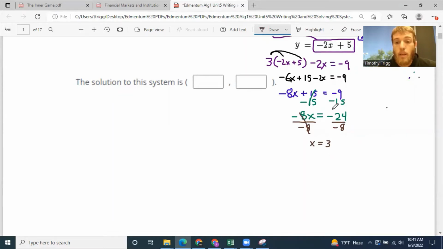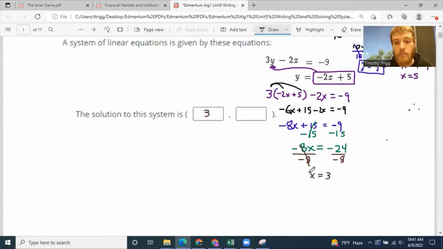Okay. A negative over a negative is positive. So now we know the value of x is 3. The value of x is 3. Now, how do we find the value of y? Well, again, we're going to use substitution. So I could take this value for x that we just found, and I can substitute it into this equation here, replacing the x in this equation with the value of x, 3.